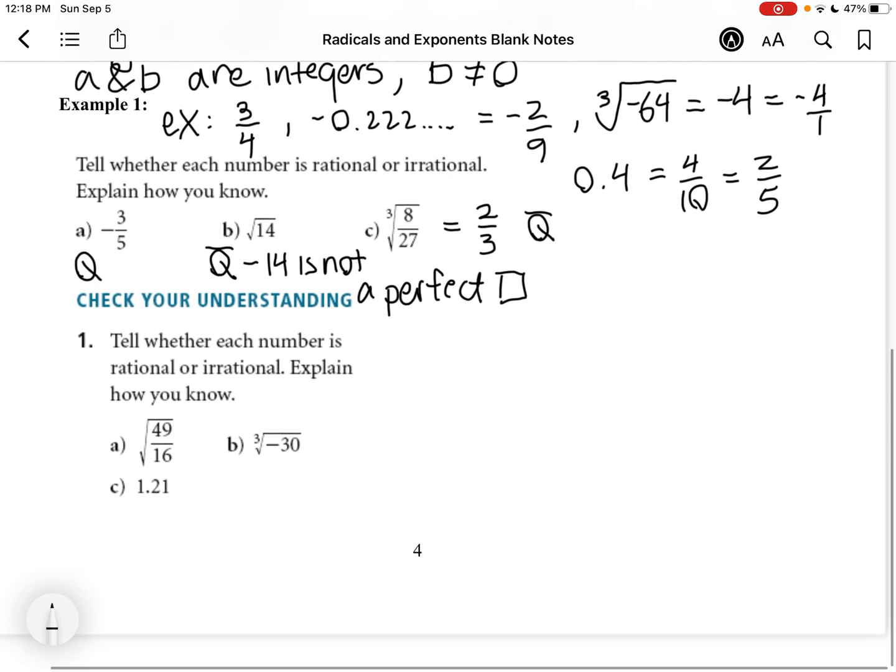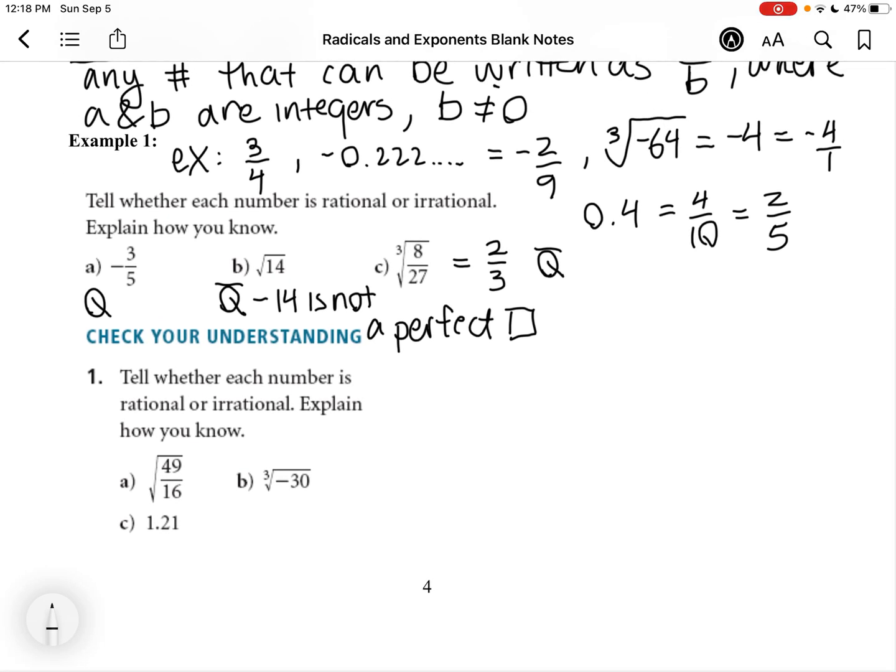Okay, all right. Let's look at this example as well. So the square root of 49/16. Well, we're taking a square root. 49 and 16 are both perfect squares. So this can be written as 7/4. So this guy is rational.